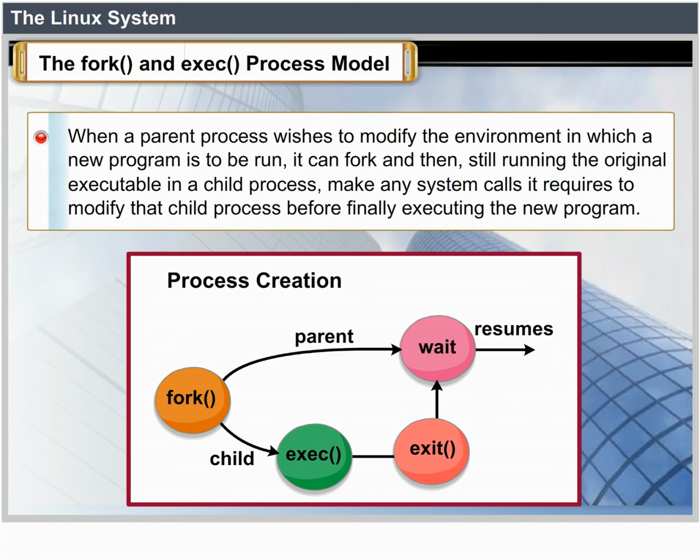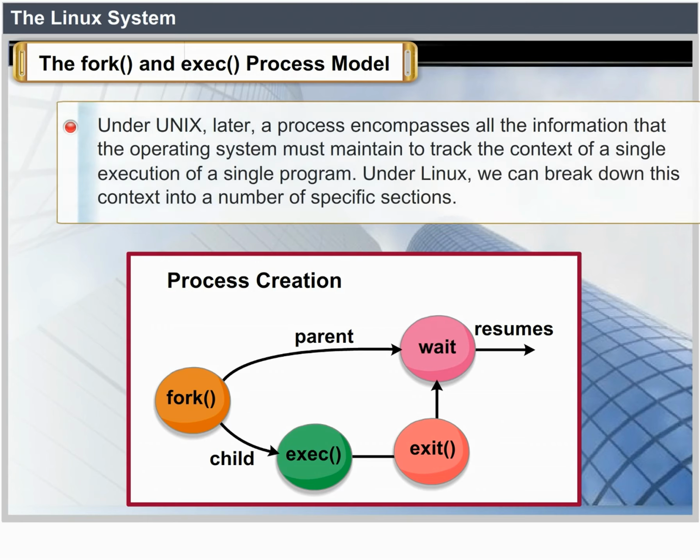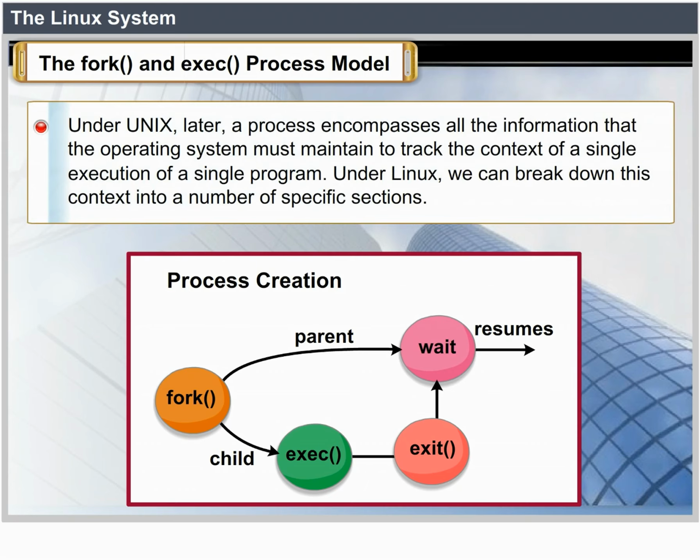If the parent process wishes to modify the environment in which a new program is to be run, it can fork and then, still running the original executable in a child process, make any system calls it requires to modify that child process before finally executing the new program. Under Unix, then, a process encompasses all the information that the operating system must maintain to track the context of a single execution of a single program.